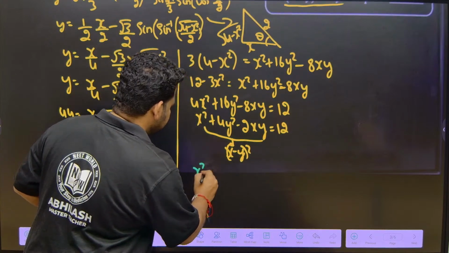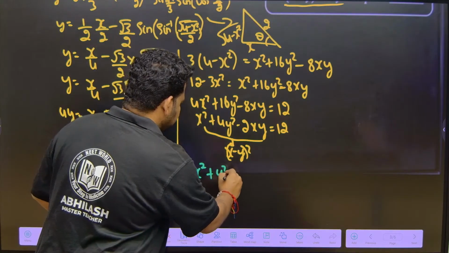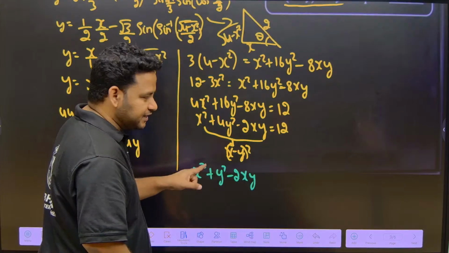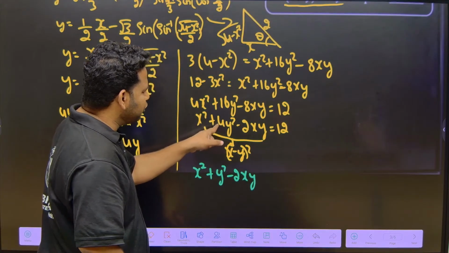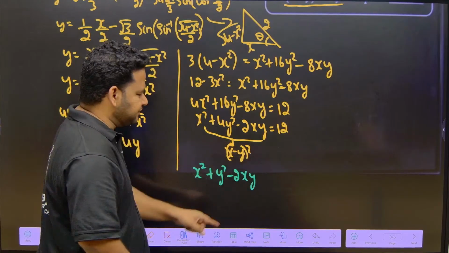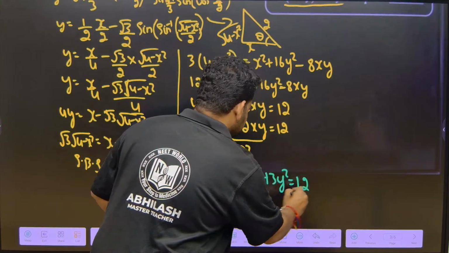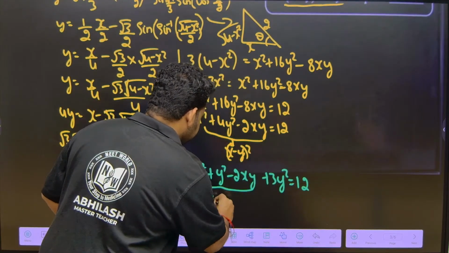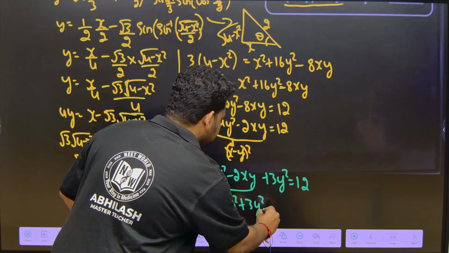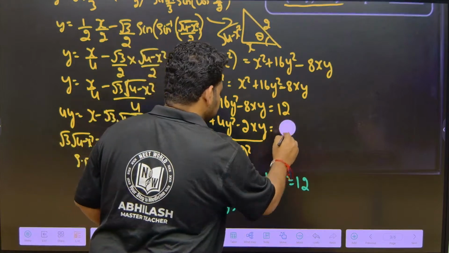X square, if I need it in terms of x minus y whole square, I need y square minus 2xy, correct? Here I have 4y square, and 1y square I have already taken. Remaining out of 4y square is 3y square. So let me put it as plus 3y square is equal to 12. So this entire thing is x minus y whole square plus 3y square is equal to 12. If I divide by 4, this will become 3.